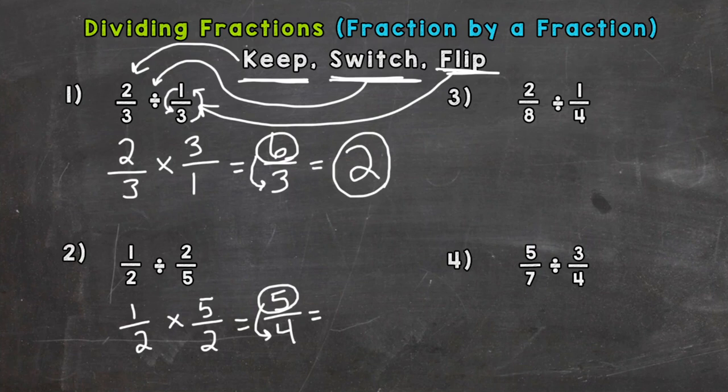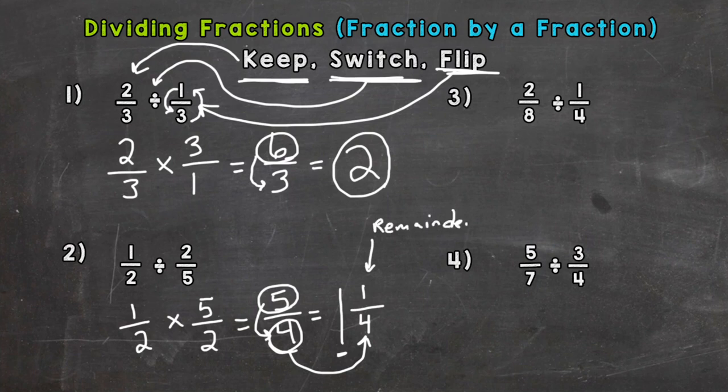5 divided by 4. How many whole groups of 4 can be pulled out of 5? And the answer to that is 1. Now for this one, we have something left over. If we pull a group of 4 out of 5, we have 1 left over, and then we keep this denominator the same. So I'm going to repeat that one more time. We did 5 divided by 4 is 1 whole here. We got 1 left over, remainder 1, and then we keep our denominator the same. So 1 and 1/4 for number 2.